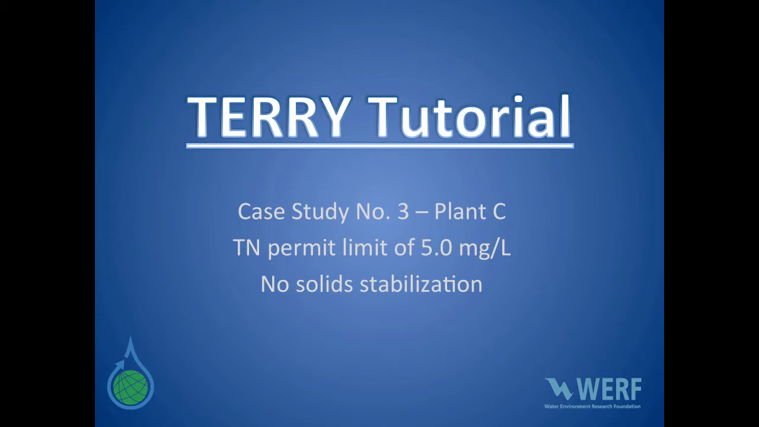This module will walk you through a case study for plant C. This plant has a total nitrogen limit of 5 milligrams per liter. Currently, the permit does not include a limit for total phosphorus, but the plant's average total phosphorus discharge is 0.5 milligrams per liter. There is no solids stabilization process at this facility.